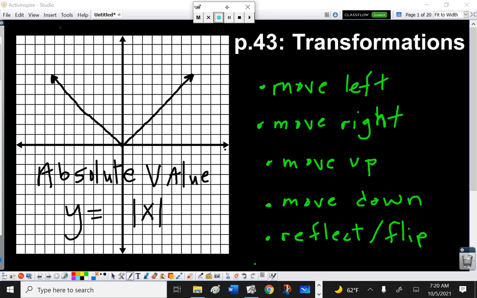I will be using the parent graph of the absolute value graph, and that is y equals the absolute value of x. These two lines on either side of x stand for the absolute value. We will be investigating this parent graph soon, but we want to translate or transform this different ways by moving it left, moving it right, moving it up, moving it down, and then reflecting, or what we could say flipping it. Okay, so we're going to go ahead and try this.